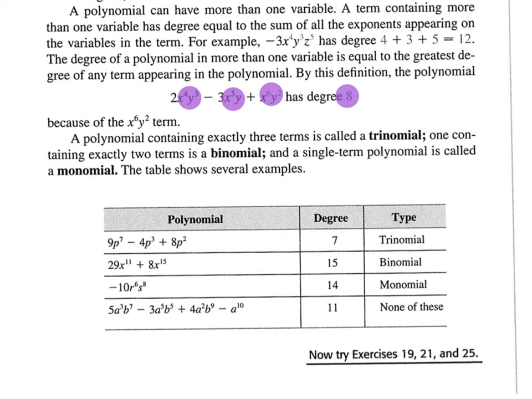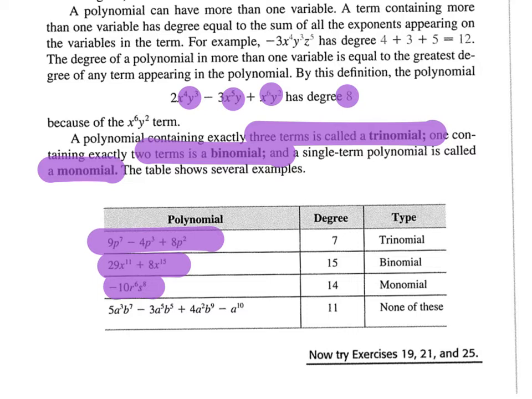A single term is called a monomial, so this would be a monomial. 2 terms is a binomial, this is a binomial. 3 terms is a trinomial, and anything more than 3 terms is just called a polynomial. There's no more special terms for it.